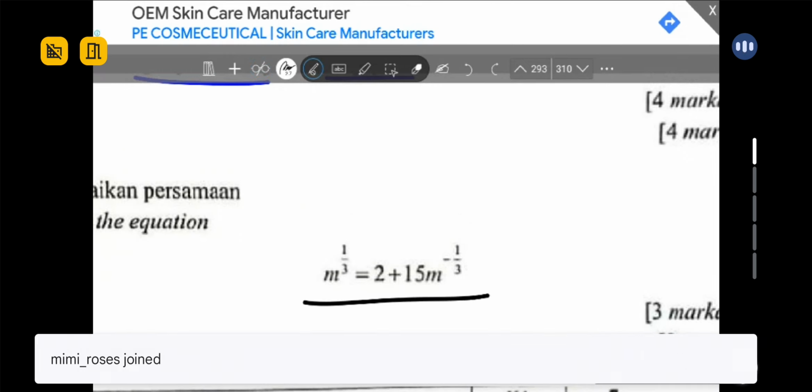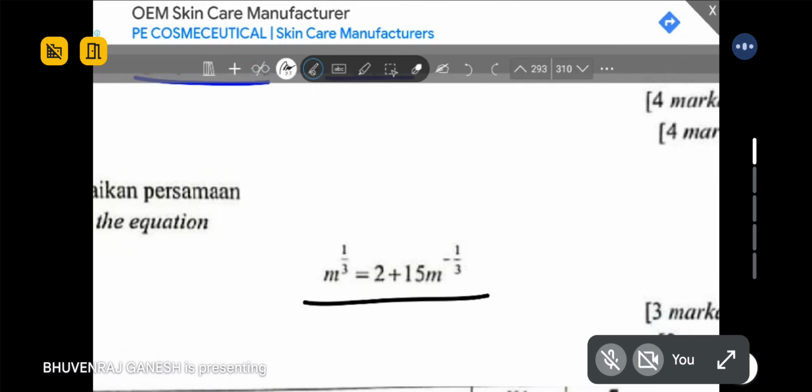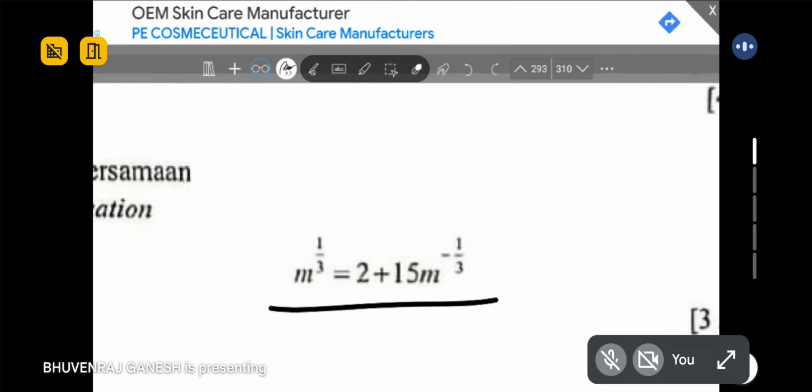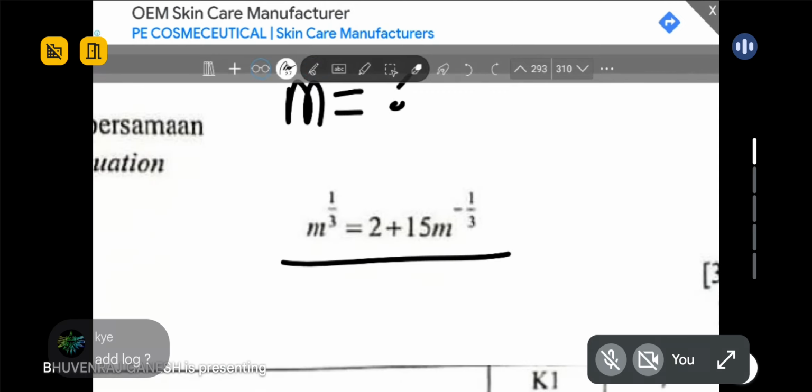Okay, next one. They ask you to solve the equation, guys. Selesaikan persamaan ni. Okay, so how are we going to solve this? Macam mana selesaikan? So it means that you must find the m value lah, guys. Kamu kena cari nilai m. So how? How to do this? This one looks complex a bit. Dia nampak susah. But actually it's easy only.